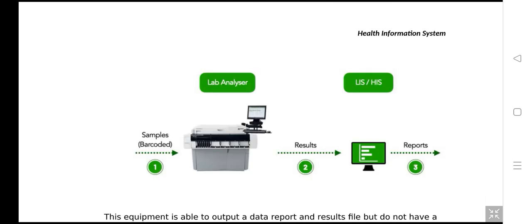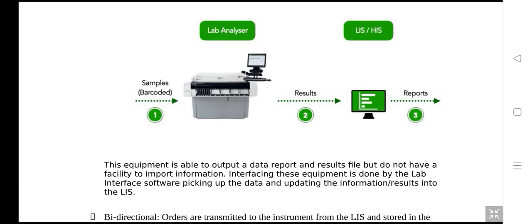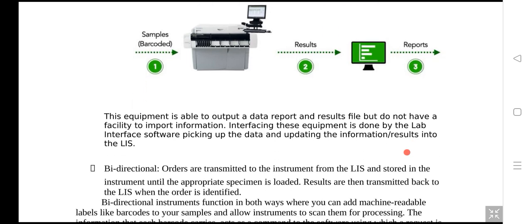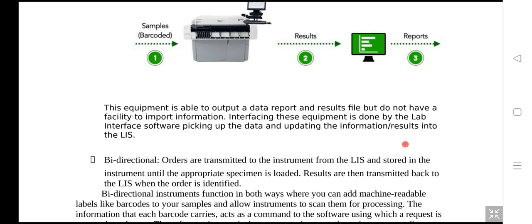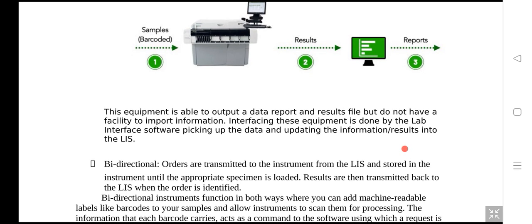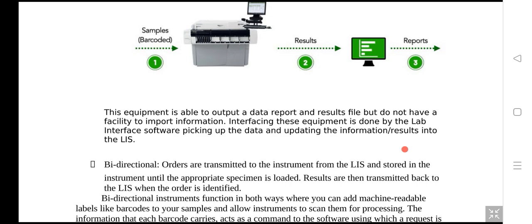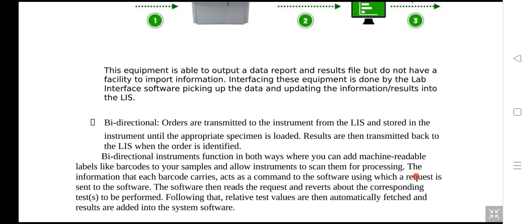From an instrument, you can see here the sample, barcode, laboratory analyzer, and the results going to the LIS or HIS. Then we have reports on the other side. The results are handed over. This equipment is able to output data and report results, but does not have a facility to import information.